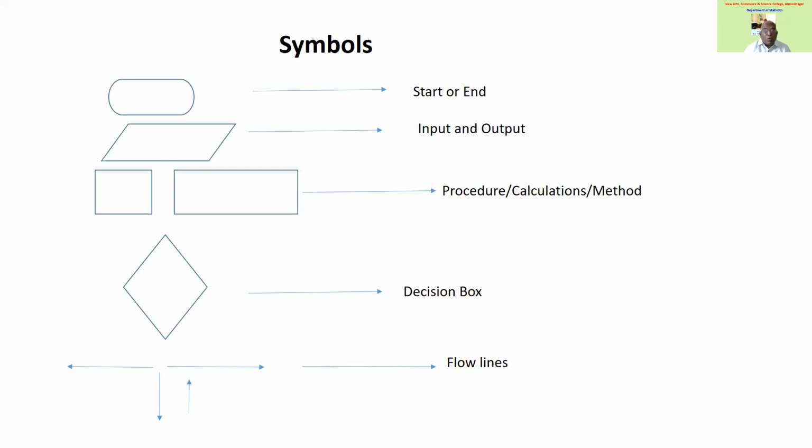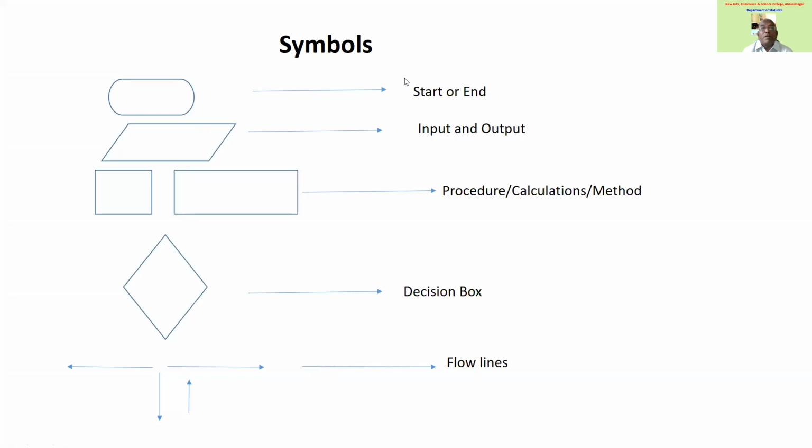The oval symbol is used for start and end. See, this is another symbol which we usually call a parallelogram. So this parallelogram is used for input and output. So to give the data and to take out the result, for these two activities, the symbol parallelogram is used.